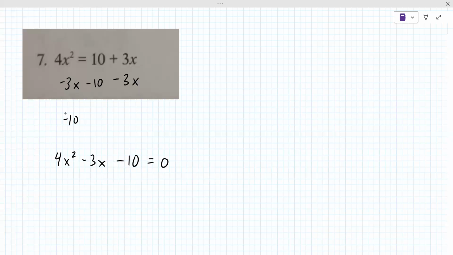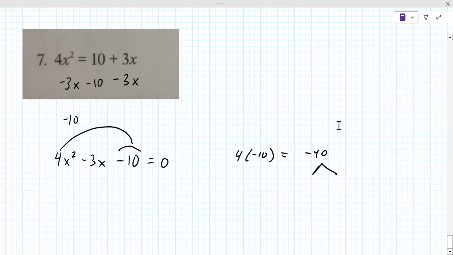So this time you take 4 and you multiply it by -10. 4 times -10 is -40. And you're looking for two numbers that multiply to -40 but add to -3. And it ends up being 5 and 8, but this time the 8 is negative. So we're going to rewrite this minus 3x as minus 8x plus 5x. Bring the 4x squared down. Minus 10 equals 0.